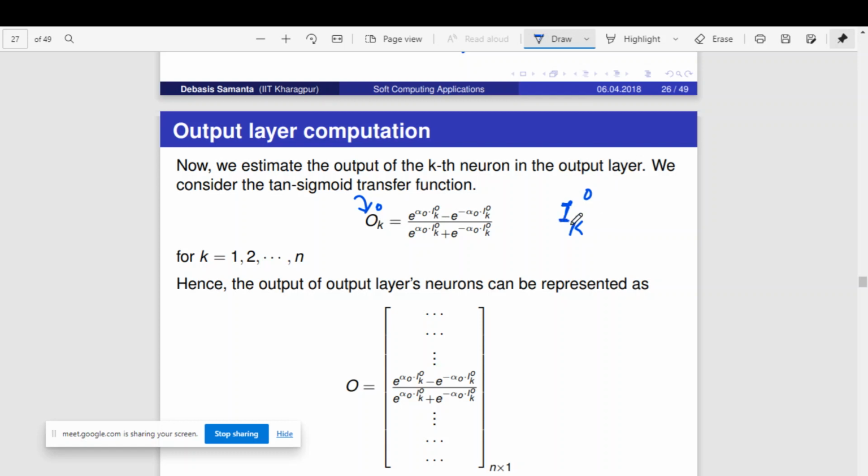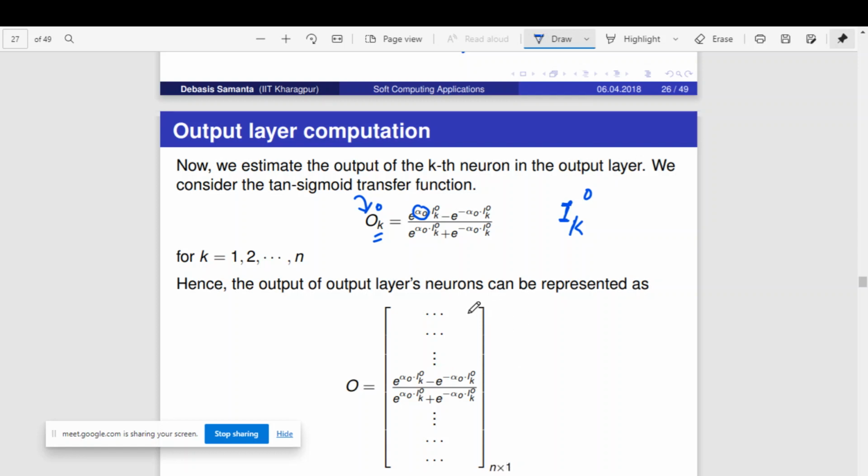So this output depends on this input based on this formula. e to the power alpha naught into Ik^O minus e to the power minus alpha naught into Ik^O, divided by e to the power alpha naught into Ik^O plus e to the power minus alpha naught into Ik^O. This alpha naught is the constant which we have to choose. This is for one particular neuron in the output layer, that is the kth neuron. If you calculate similarly for all the neurons, it will be a vector with n rows, because the number of neurons in the output layer is n, so it will be n cross 1.